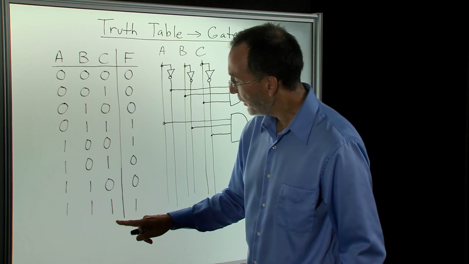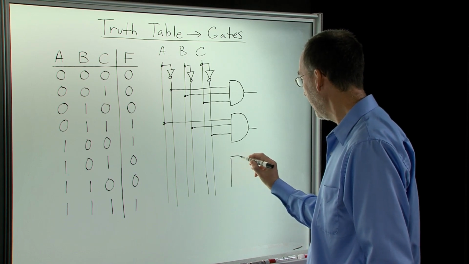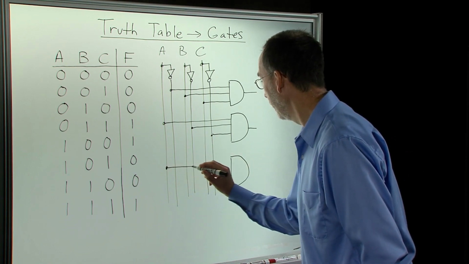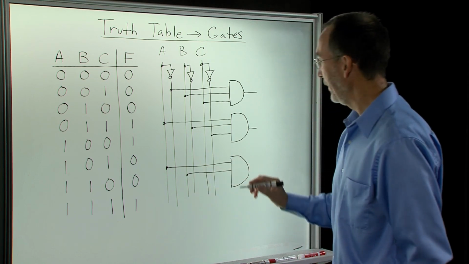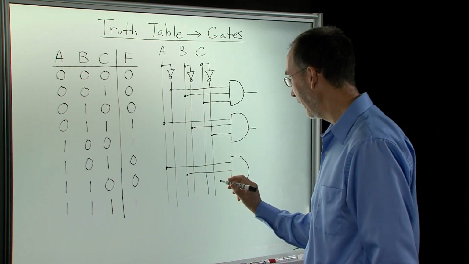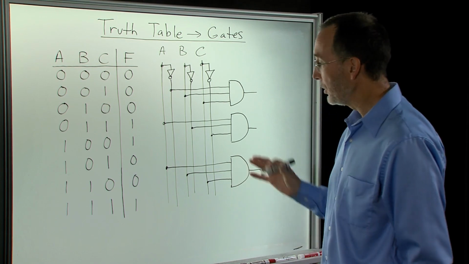And finally, in the last row, when I have all 1s, I just take the true values. This is my last AND gate. So I take the true values of A, of B, and I do this very carefully. Sometimes you can make mistakes and take the wrong ones. You have to be very careful. And C. And here's my last AND gate.